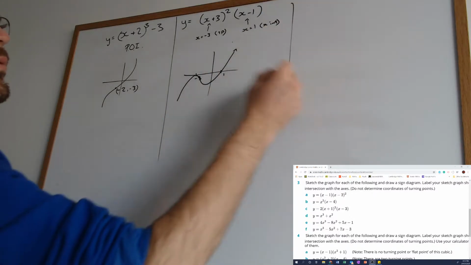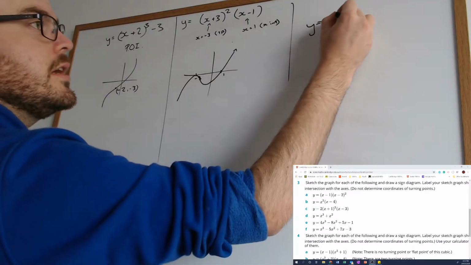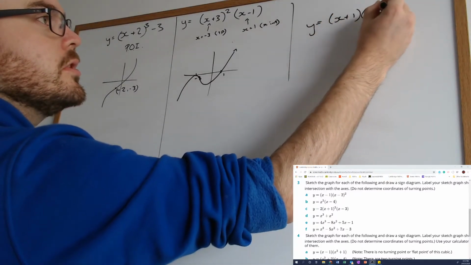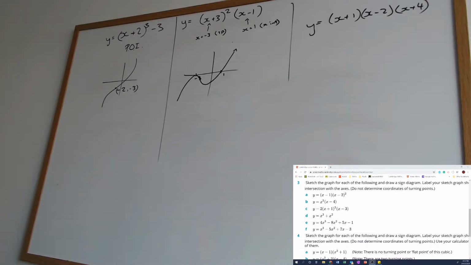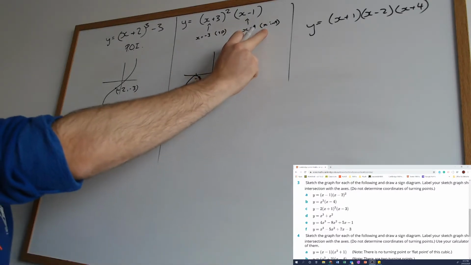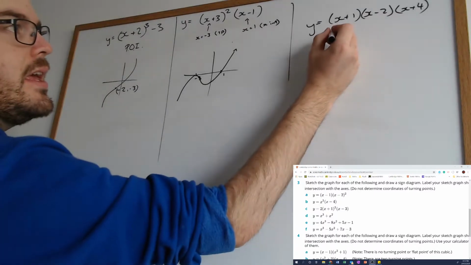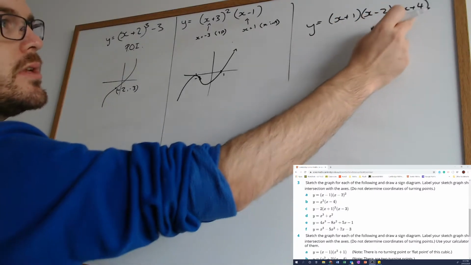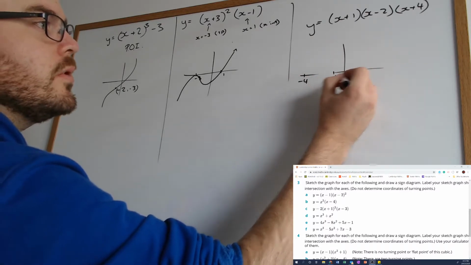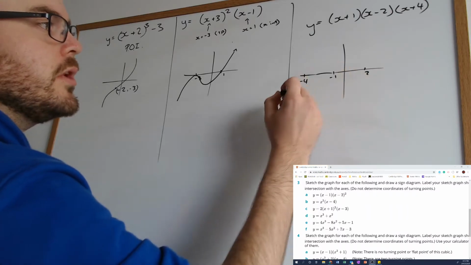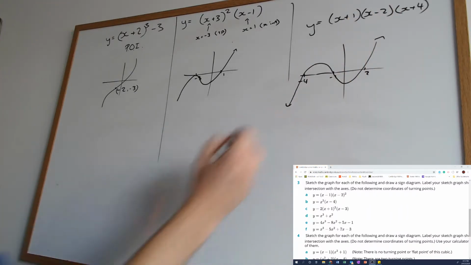In the third case, if you have 3 linear factors, for example x plus 1, x minus 2, x plus 4, then all 3 of those linear factors, just like any other linear factor, is an x-intercept. So at x equals -4, -1, and +2, we're going to have intercepts. It's going to come up, across and loop back around through those 3 values.